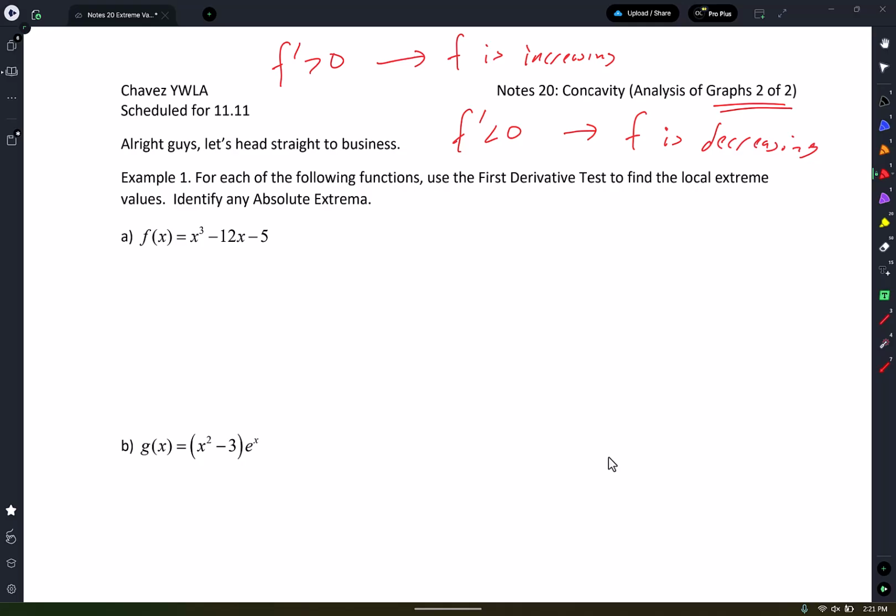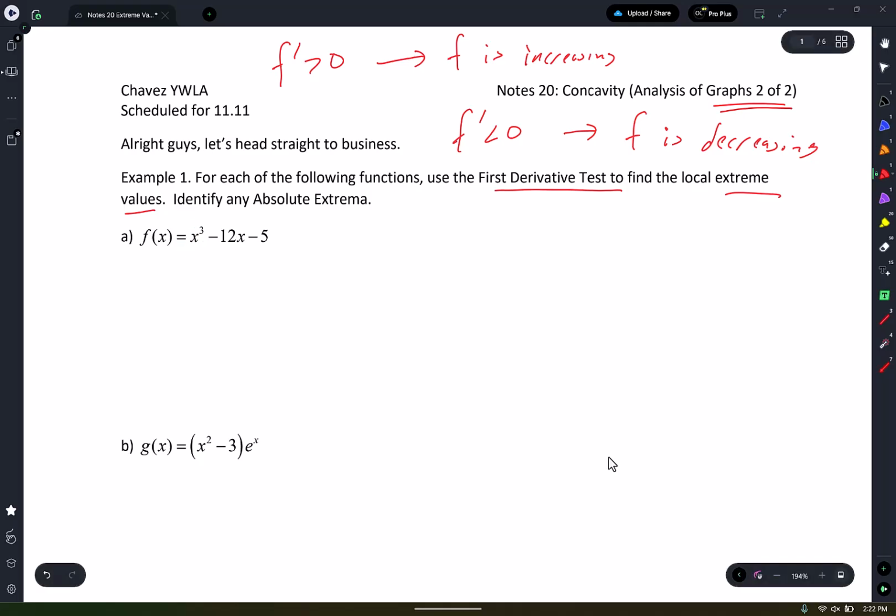Example 1: for each of the following functions, use the first derivative test to find local extreme values. That means extrema. Identify any absolute extrema. Well, x cubed looks like this, so it is not going to have any absolute max or min, but if I have a derivative that changes signs, I will have an extrema. If f prime changes from positive to negative, what does that mean about f? I have a max. If f prime goes from negative to positive, I have a min, that's all.